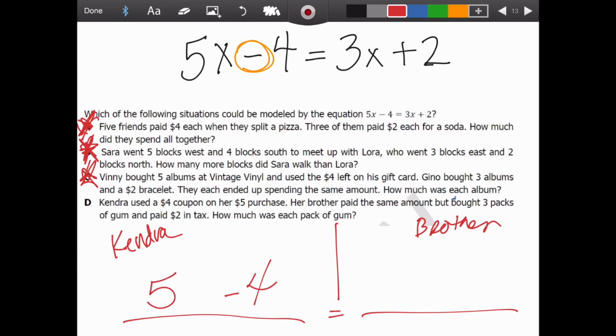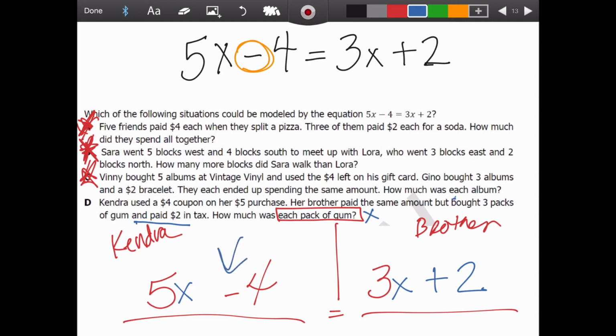All right, well, she spent $5. Okay, I'm assuming she bought a pack of gum. Her brother paid the same amount and bought 3 packs of gum. All right, and paid $2 in tax. So again, the package of gum is our variable. That's X. So we can put the X here and the X here. And then it says, and paid $2 in tax. So again, we have to add that to the amount total. Okay, now let's go back and look. This matches our equation, okay? Because we have subtraction here on the left side and we have addition on the right side. All right, so yes, D is our answer choice.